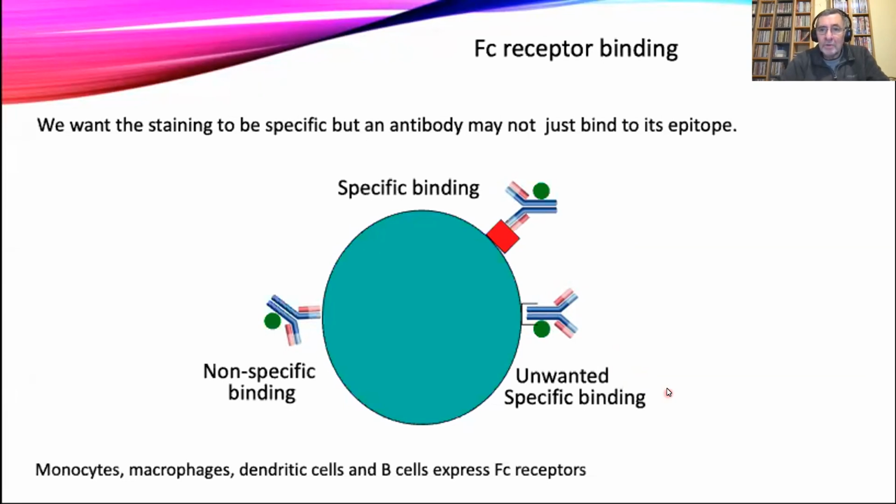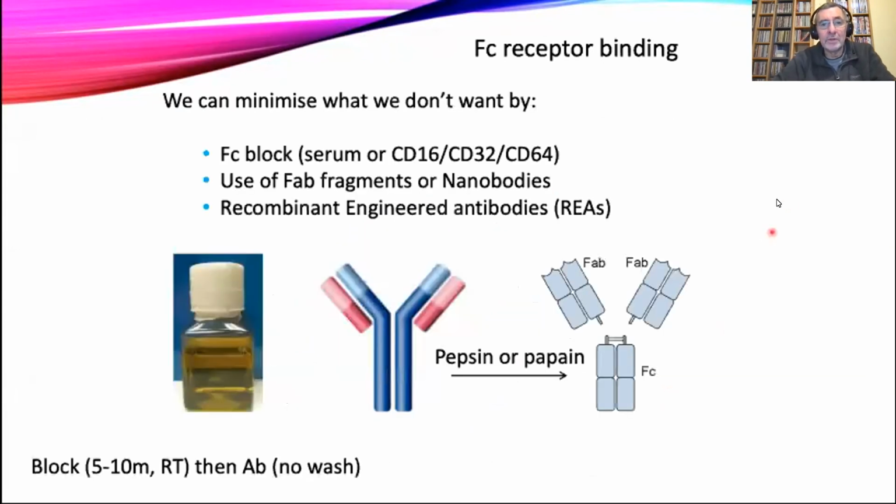And if you know you're getting some Fc binding, then you can do something about it. We can do that by blocking, either with serum of the organism that we've raised the antibody in, or more commonly, a commercial Fc block, which is normally a combination of CD16, CD32, CD64. Quite easy to remember. There's a nice progression with those numbers. And that Fc block contains unlabeled antibodies. So they're going to bind to the Fc receptors and block any Fc binding of your antibody.